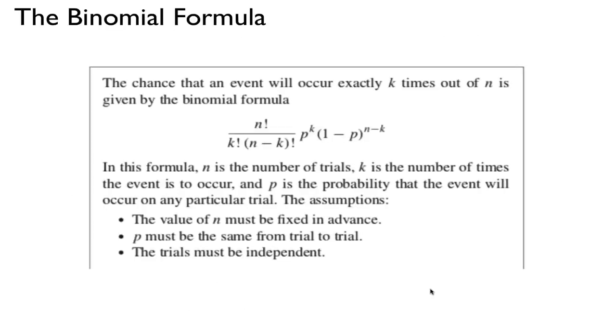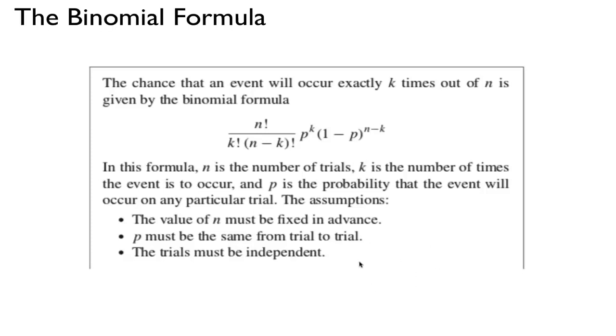Okay, so here's the binomial formula. It says that the chance that an event will occur exactly k times out of n is given by this formula. The first part of it is the factorial part. That tells you how many ways we can arrange k objects of one type and n minus k of another type, and then the probability of p to the k and 1 minus p to the n minus k. That's the probability that we saw earlier in that previous example.